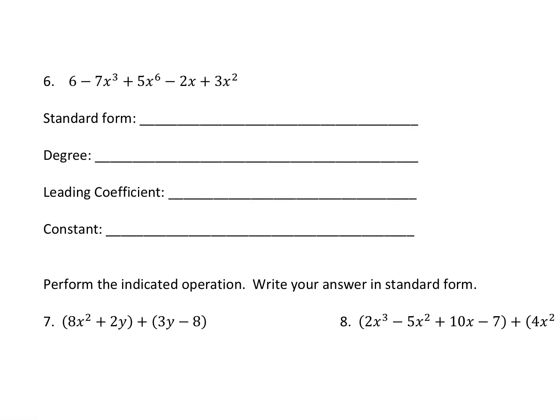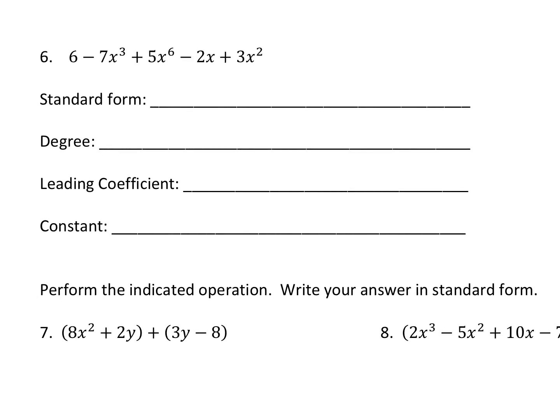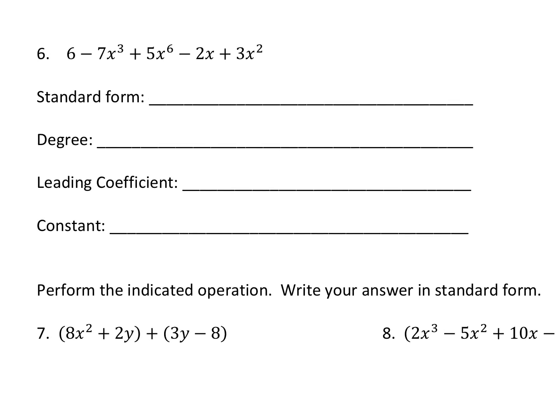For number 6, we are given 6 minus 7x cubed plus 5x to the 6th power minus 2x plus 3x squared. First thing that's going to go down here is that highest powered term, which is 5x to the 6th. Then the negative 7x cubed plus 3x squared minus 2x plus 6.